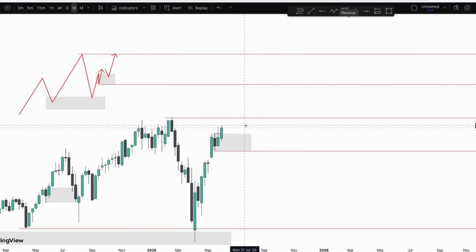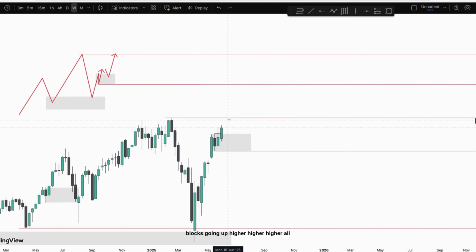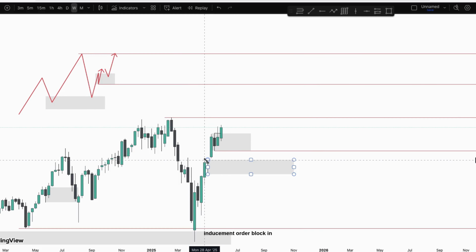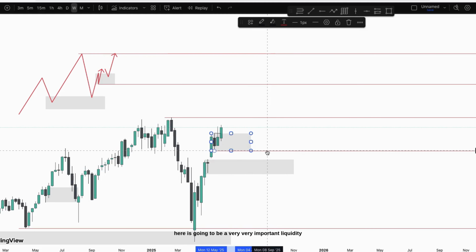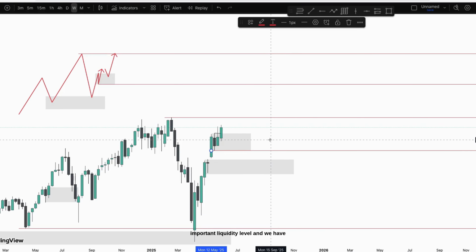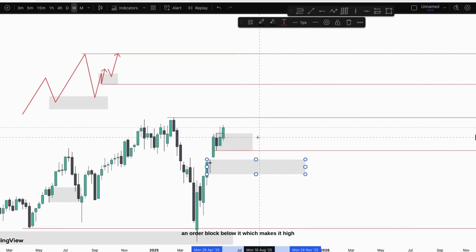Unless I start seeing weekly start creating bearish order blocks. Look at here, it's been all bullish order blocks going up higher, higher. All right, and we have one other block here too, which is going to be an inducement order block in future. Sorry, I said inducement order block. I don't know if that actually makes sense, but this level here is going to be a very important liquidity level, and we have an order block below it, which makes it high probability.